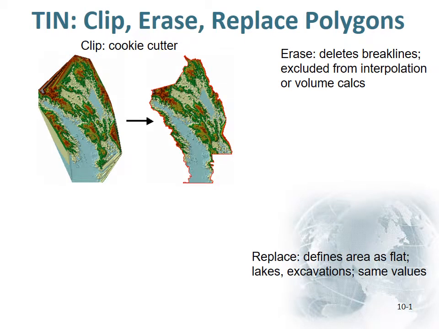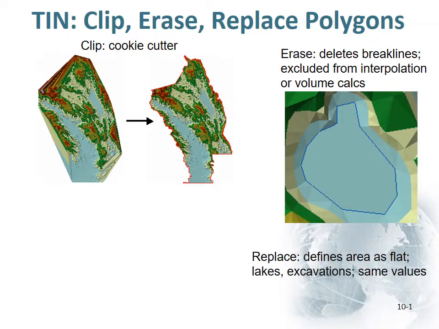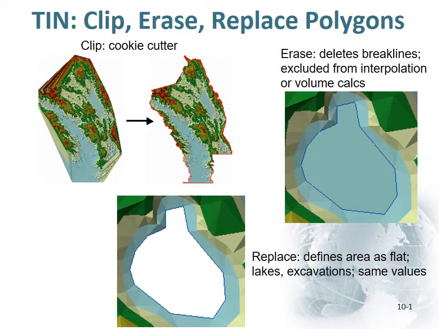So with tins, we can apply a couple of operations to them. We can clip them out, again, like a cookie cutter, clip the tin to match your study area. You can erase features, which deletes the break lines. You can exclude areas, so when you erase the break lines from a DEM, that area is excluded from further interpolation or volume calculations.